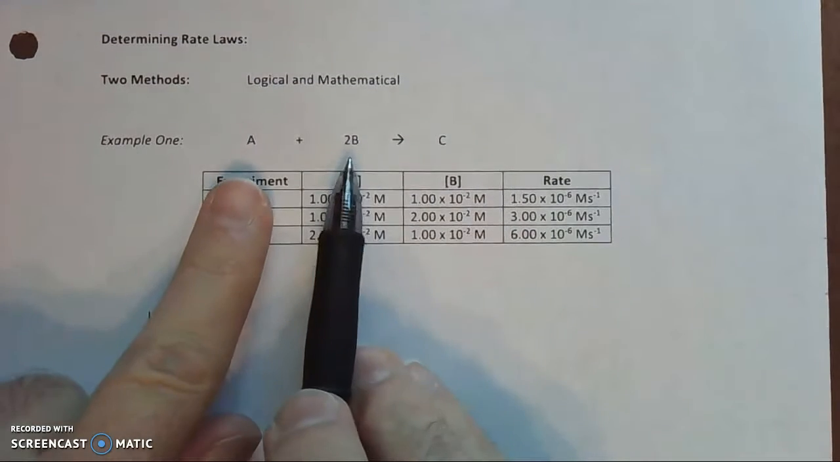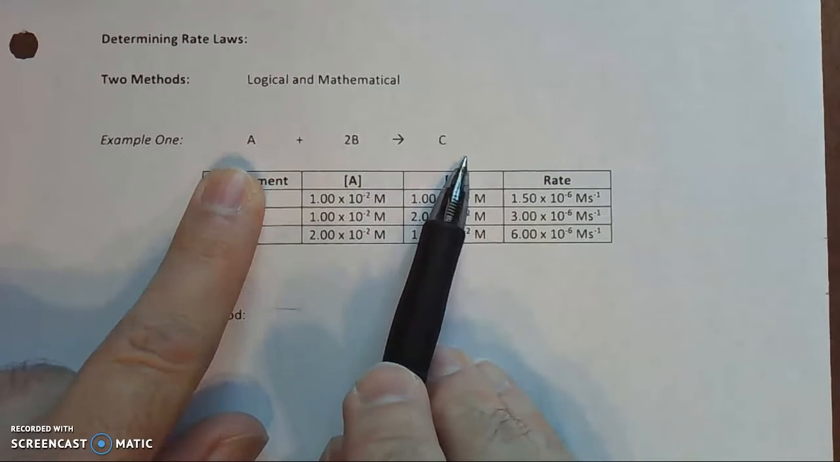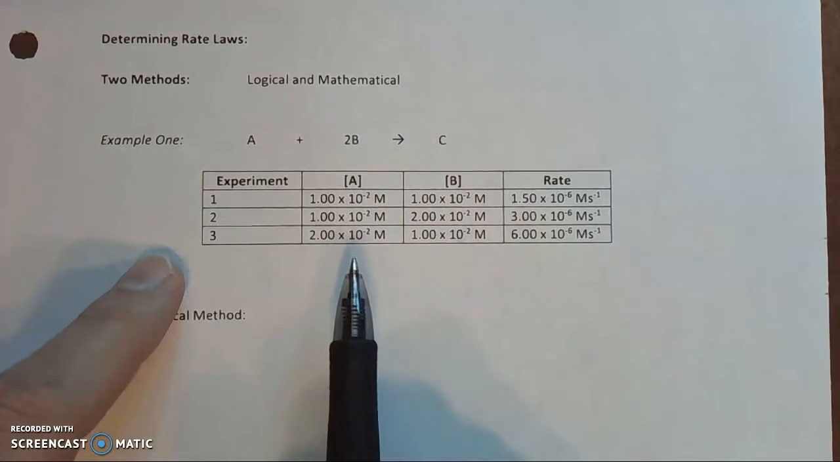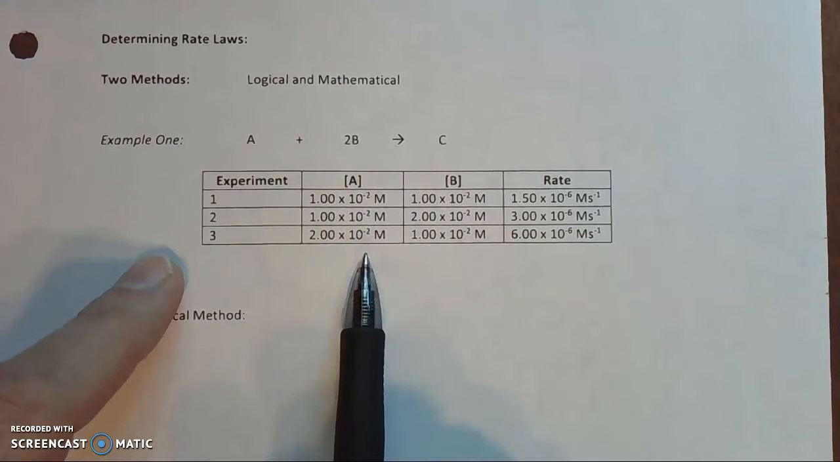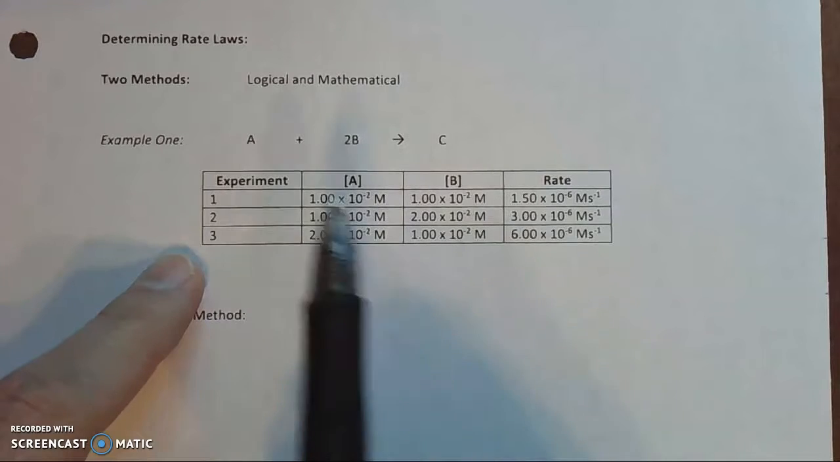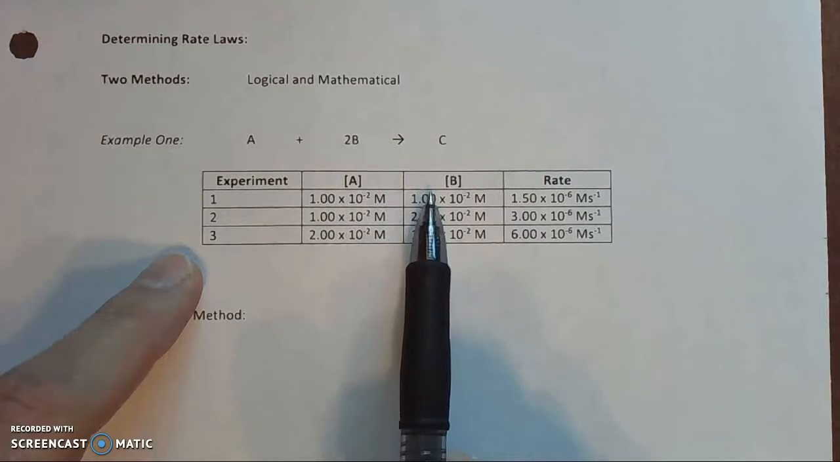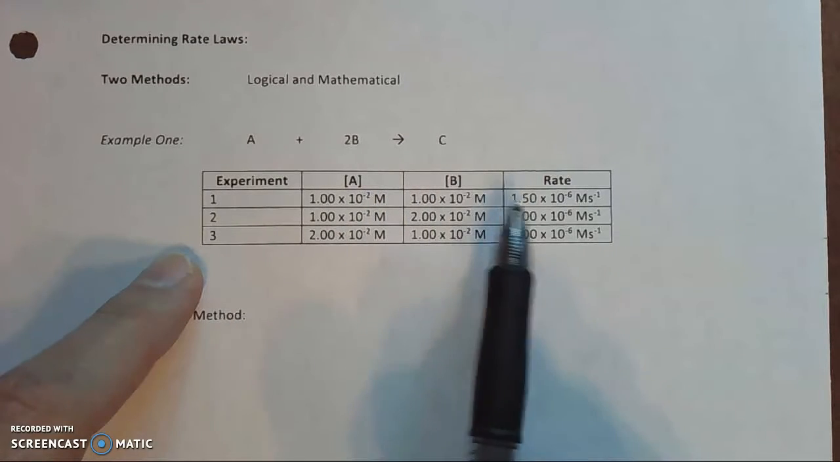So here we are given an equation: A plus 2B yields C. Remember that we said that we can only look at experimental data to figure out what a rate law equation looks like. So in this, we are doing three different experiments, and we are varying the concentrations of A and B and calculating the rate of reaction.